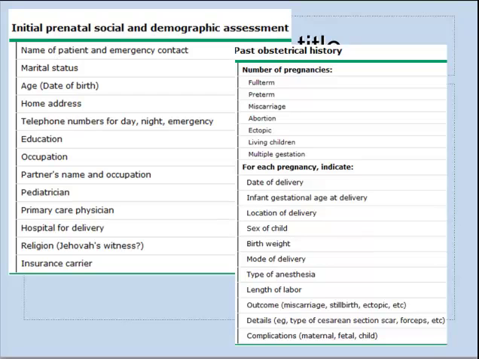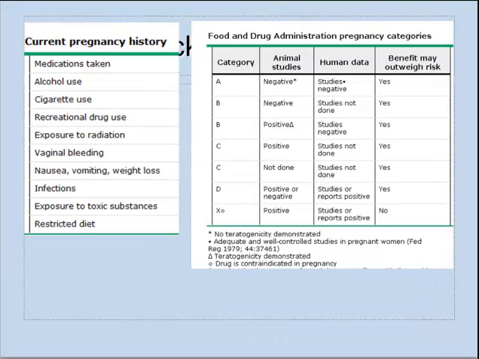Some of the things that they have reviewed, and you can look those over in your own UpToDate, but basically initial prenatal social demographic assessments that you want to go over with the patient. And then past obstetrical history. Really looking at that obstetrical history of the patient can give you some really good ideas of what might go right or wrong with this current pregnancy.